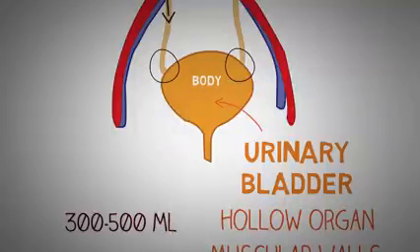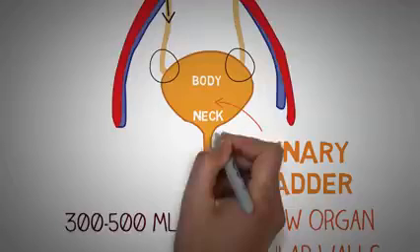Now this part of the bladder is known as the body of the bladder, and the part below it is known as the neck of the bladder. The neck of the bladder is very important. It is basically this part of the bladder that makes sure that you don't leak urine all the time.